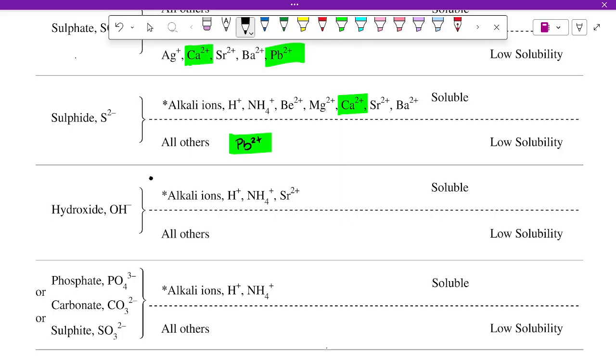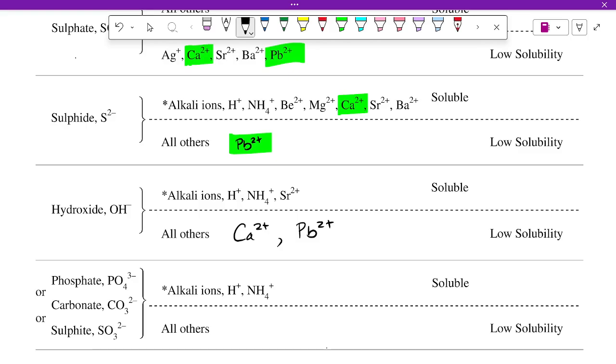For hydroxide, what would happen with calcium? Calcium would fall in the "all others" group, and so would lead. So that's no good, because they would both precipitate. I couldn't tell whether I had one or the other or both. I'd just be like, I got something in there.